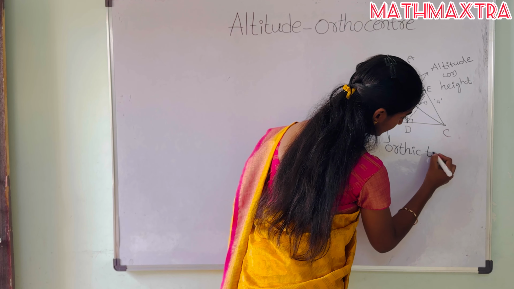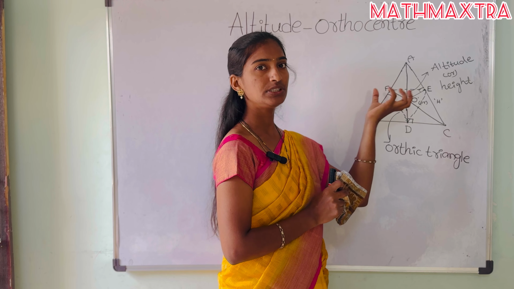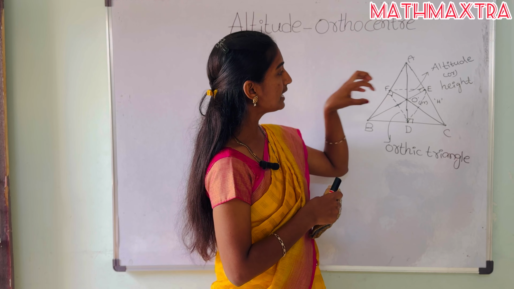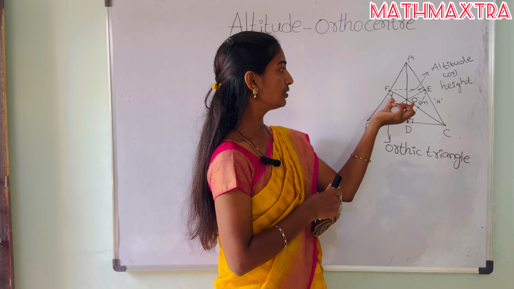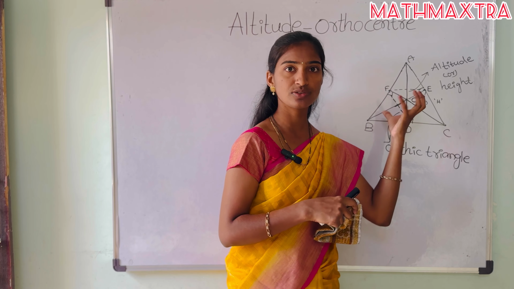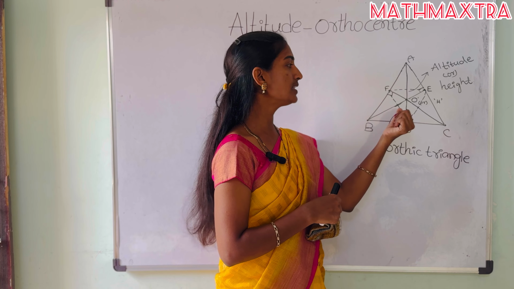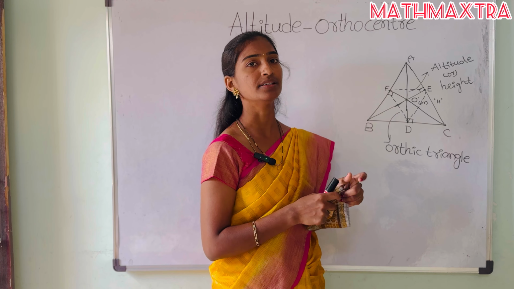So what is the speciality of this orthic triangle? Consider any triangle inscribed inside a given triangle. This is one type of inscribed triangle, and there may be other types of triangles also inscribed in it. Among all these triangles, the orthic triangle has the least perimeter. That is the speciality of the orthic triangle.